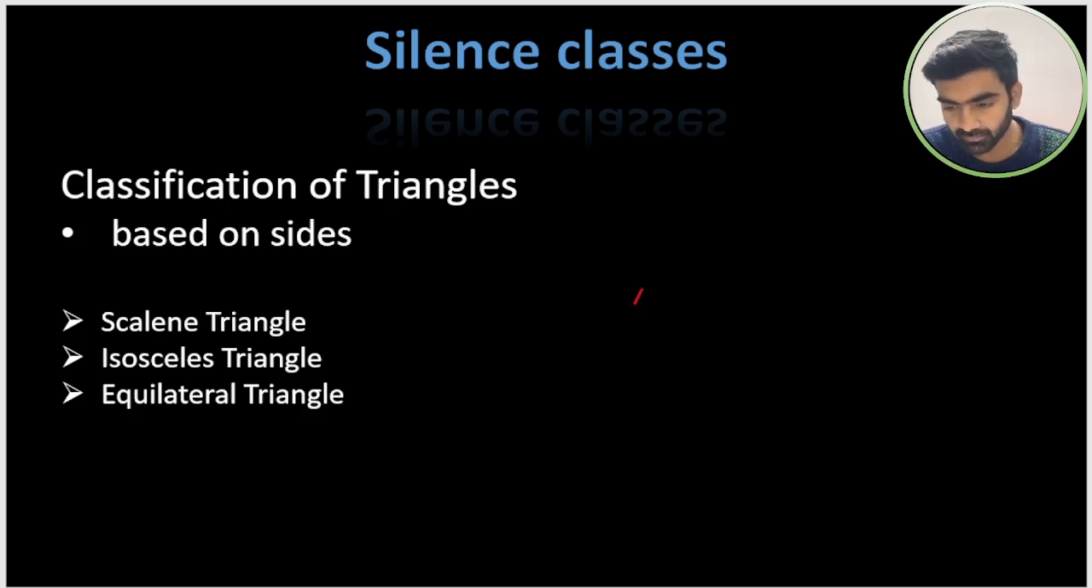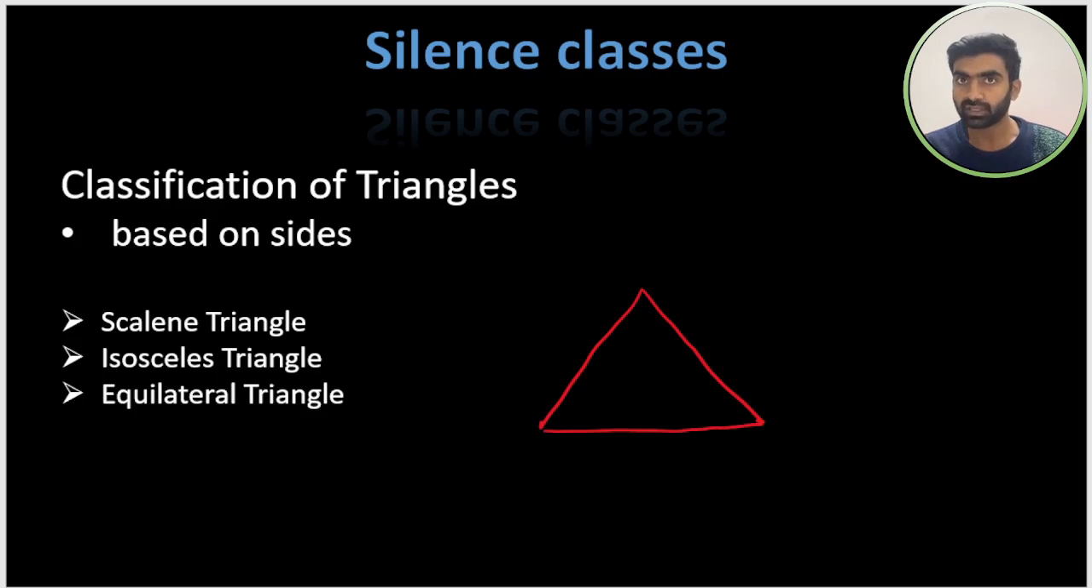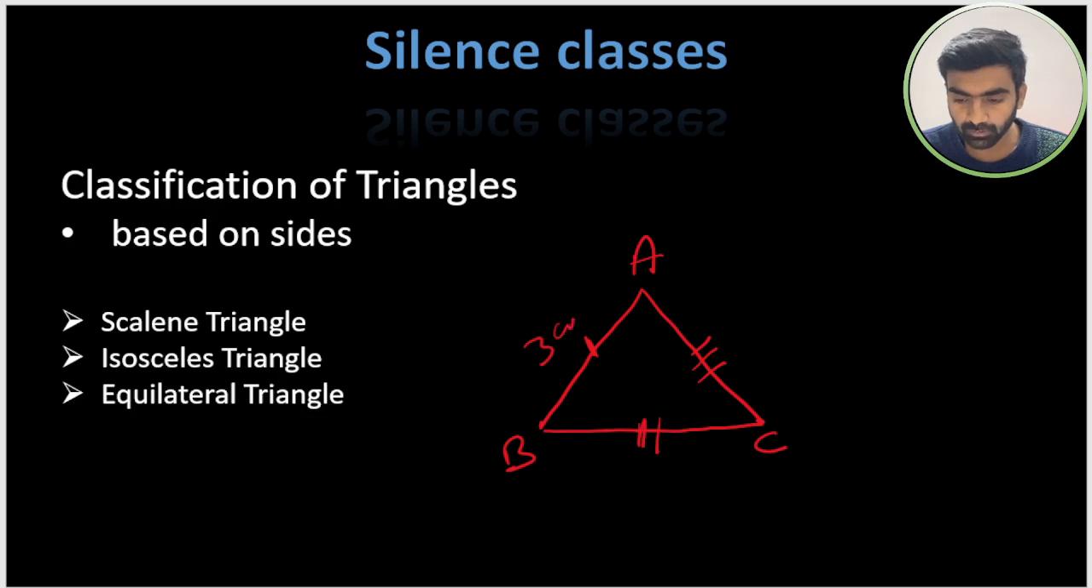If we draw a triangle like this, the concept is very easy. Okay, please try to grasp it. If it is a scalene triangle, with vertices A, B and C, we have three line segments in this: AB, BC and CA. If all the three lines are of different lengths, meaning if one is 3 centimeter, one is 4 centimeter, one is 5 centimeter, all the three lines are different, then we can say it is a scalene triangle.